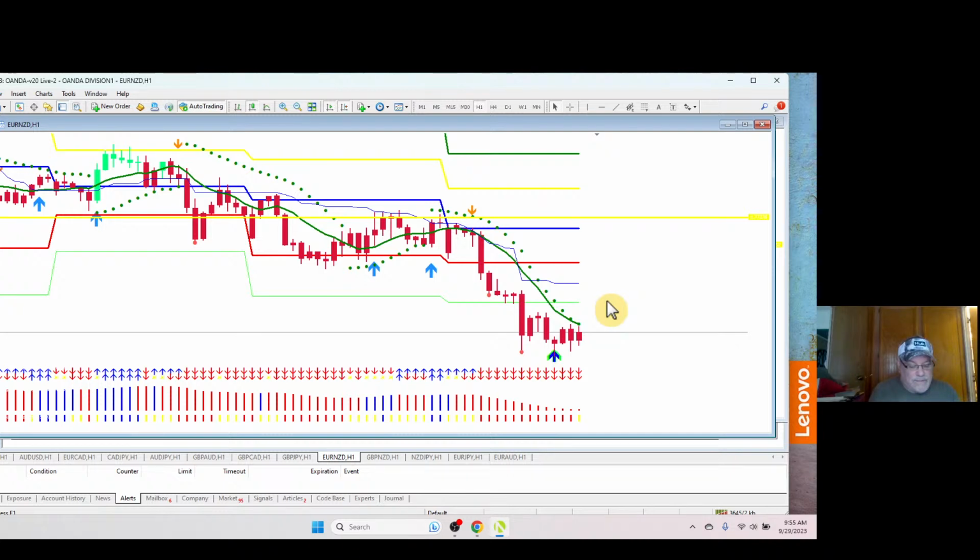Come on, Aussie. Come on, New Zealand yen. But I can't lose on any of these now, except for the Euro New Zealand. It needs to push up. It didn't take out the high of that candle yet, did it? I'm showing the high of that candle. Would you show me the high of the candle, please?